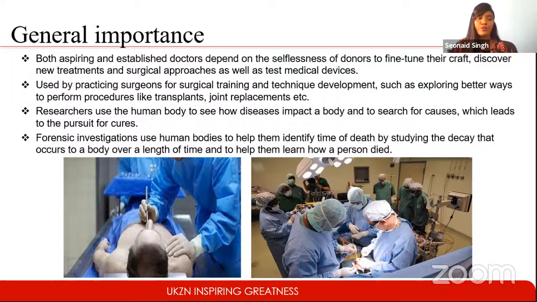Researchers also use the human body to see how diseases impact the body and to search for causes, which ultimately leads to the pursuit for cures. Forensic investigators use human bodies to help them identify time of death, by studying the decay that occurs to a body over a length of time, and to help them learn how a person died.